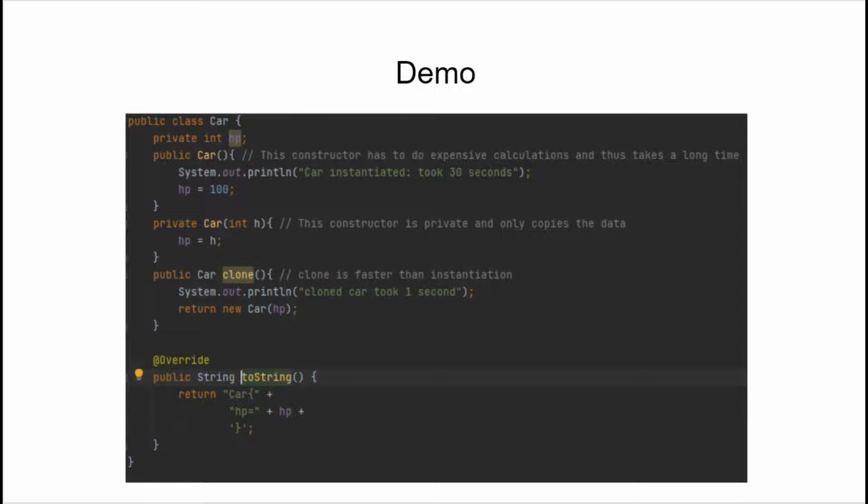The top constructor takes a very long time to instantiate a vehicle because it has to perform highly expensive calculations. On the contrary, the constructor right below that one only just copies the data, which is passed into the clone function. This makes cloning much faster than creating a new instance from scratch.